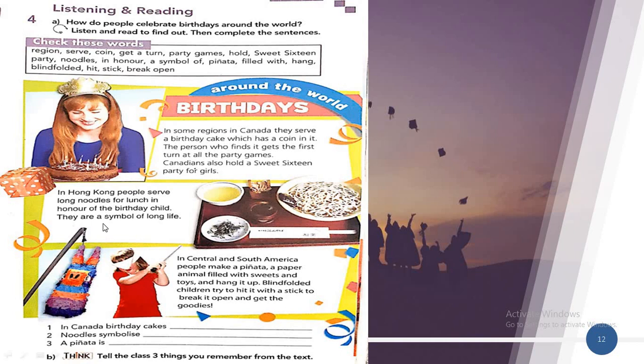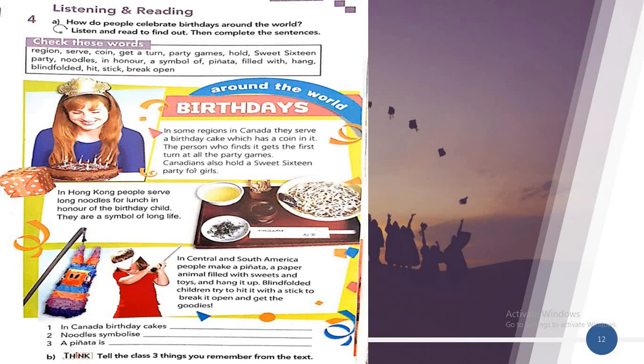So, Canadians are putting a coin in the birthday cake. So let's go to the second paragraph. In Hong Kong, people serve long noodles for lunch in honor of the birthday child. They are a symbol of long life. So they think that long noodles make the life of a child longer.